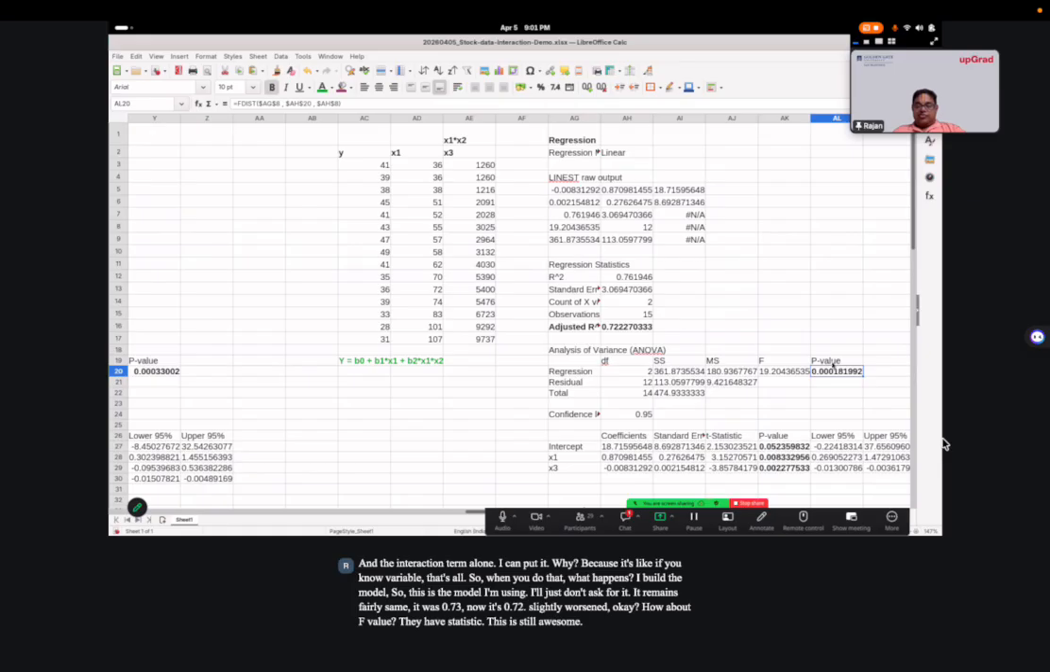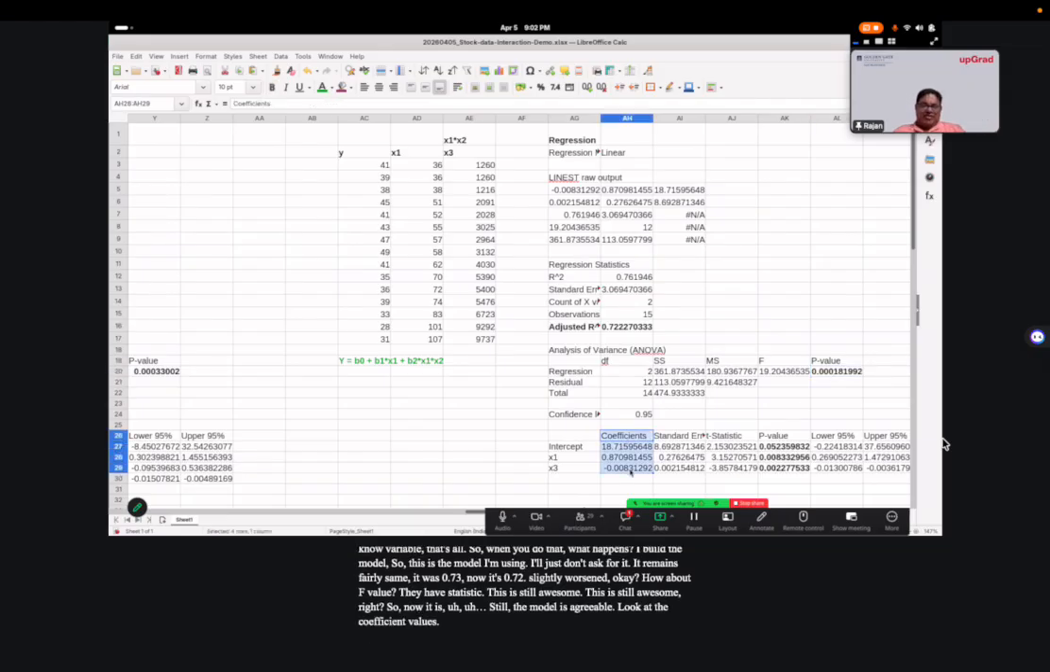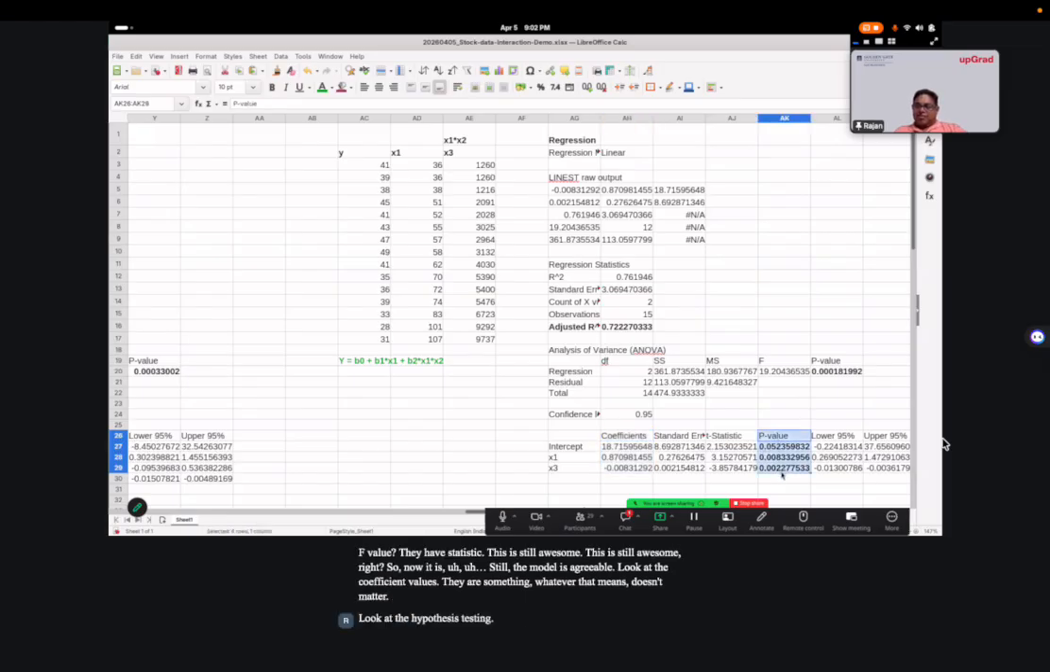This is still awesome, right? So now it is still the model is agreeable. Look at the coefficient values. They are something, whatever that means, doesn't matter. Look at the hypothesis testing, right?